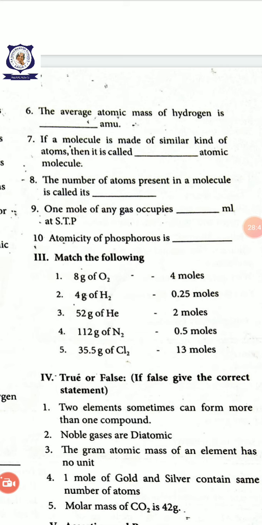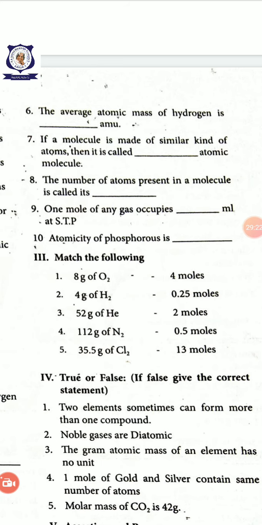1 mole of any gas occupies how many milliliters at STP? 22,400 milliliters. See, normally in liters it is 22.4 liters. So when you multiply by 1000, it is converted to milliliters. So 22,400 milliliters at STP. Atomicity of phosphorus is 4.